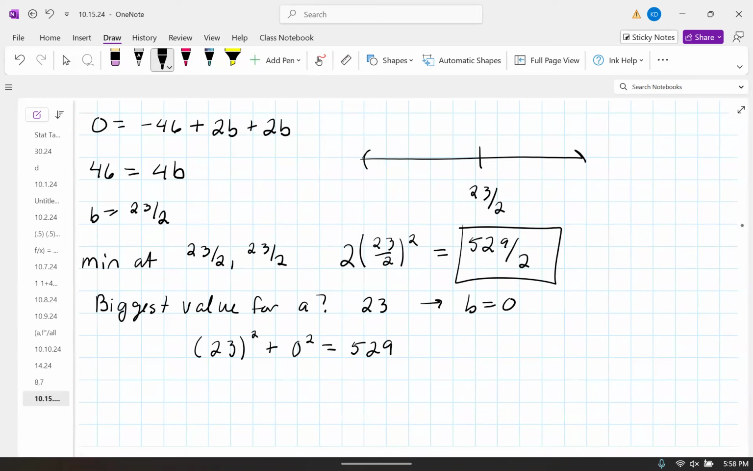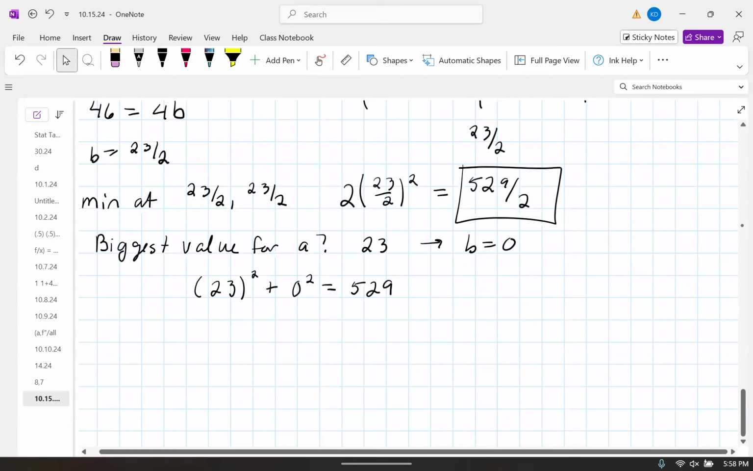Adjust it a little bit. Make A 22 and B 1. What happens then? Now we are below it, but not for the point that we were given. We're using logic.